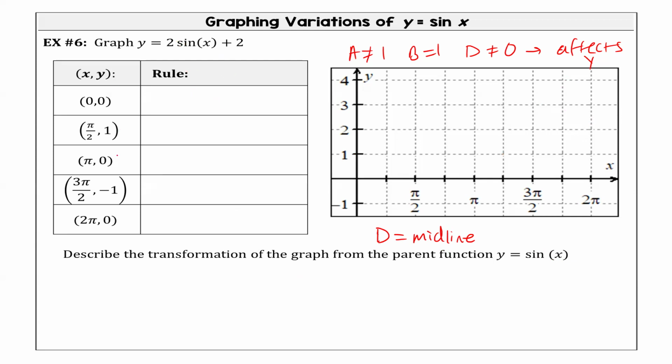All right, so again, I'm doing the coordinate and the rule. Based on what I know, is there anything affecting my x's? No, but there are things affecting my y's. What am I doing? 2y plus 2, perfect. So my x's are going to stay the same. What is 2 times 0? 0 plus 2 is 2. And we have pi over 2. 2 times 1 is 2. 2 plus 2 is 4.